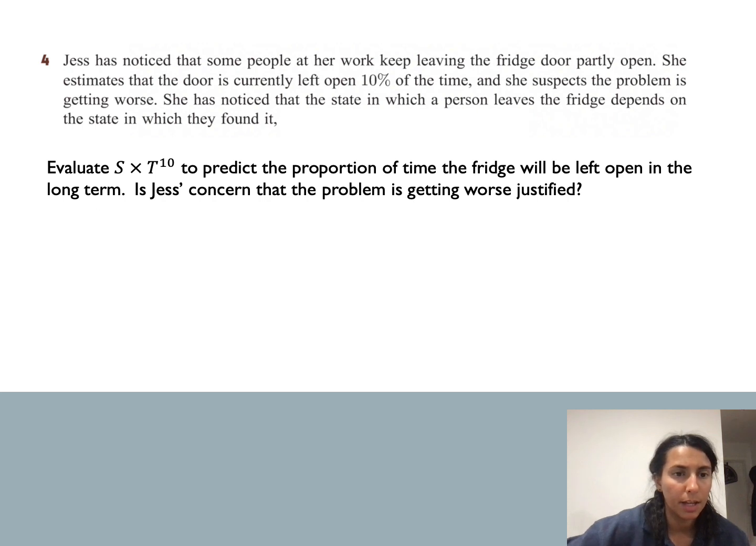Then it wants me to evaluate S times T to the power of 10. Every time we multiply by the transition matrix, that is effectively a new person coming to the fridge. So this is saying that if the 10th visitor comes to the fridge, what is the chance of it being open and what is the chance of it being closed? So we're going to evaluate it, and then it says predict the proportion of the time the fridge will be left open in the long term. Is Jess's concern that the problem is getting worse justified?